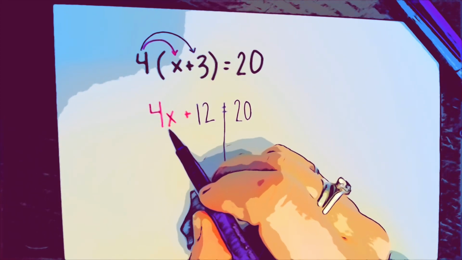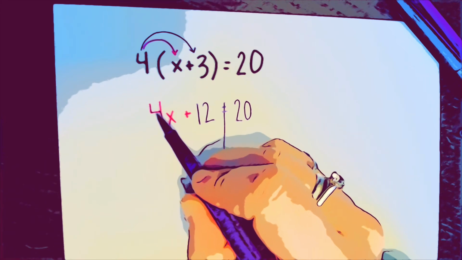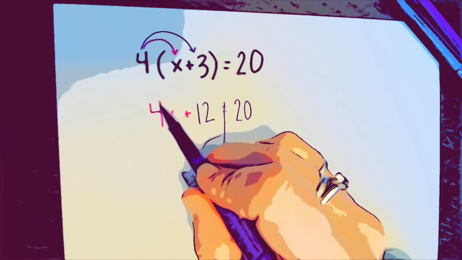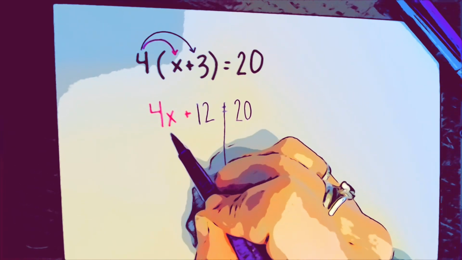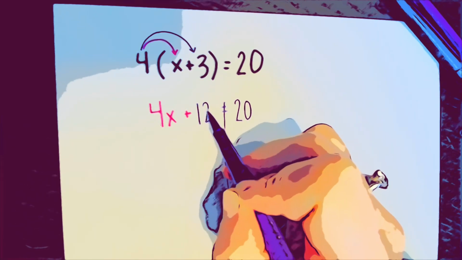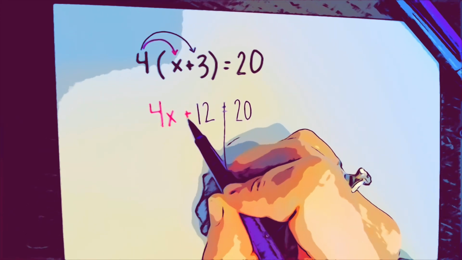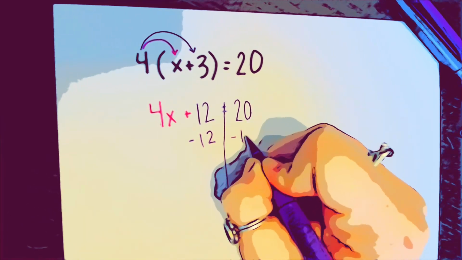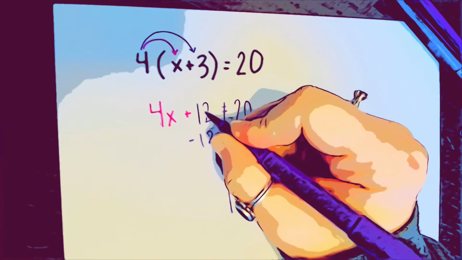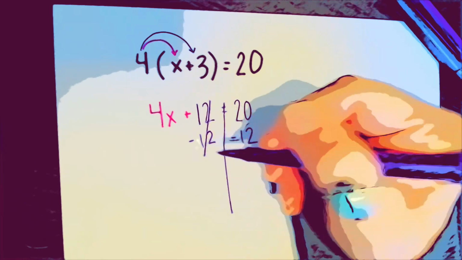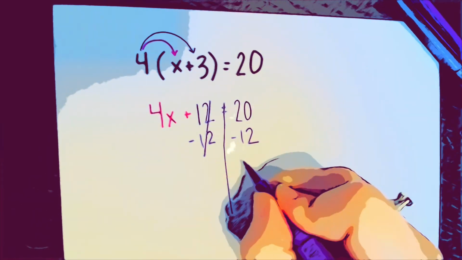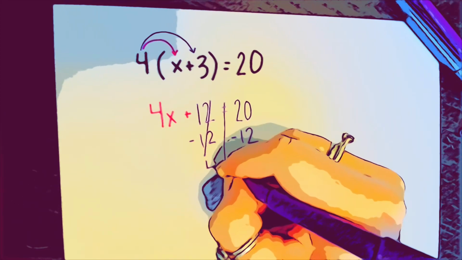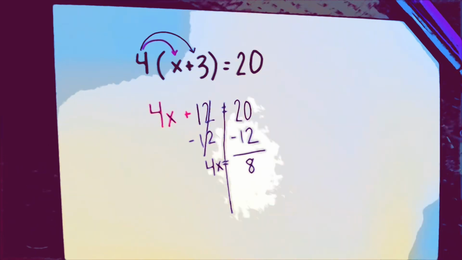I have 4x plus 12. X is being multiplied by 4. But before I can concern myself with this portion of the equation, I need to look at the fact that 12 is being added to it. We need to undo 12. We need to get rid of it. So the opposite of adding 12 would be to minus 12. So I'm going to minus 12 from both sides. So if I had plus 12, minus 12, that's going to cancel out here. 20 minus 12 equals 8. And then I can bring my 4x down right here. 4x equals 8.